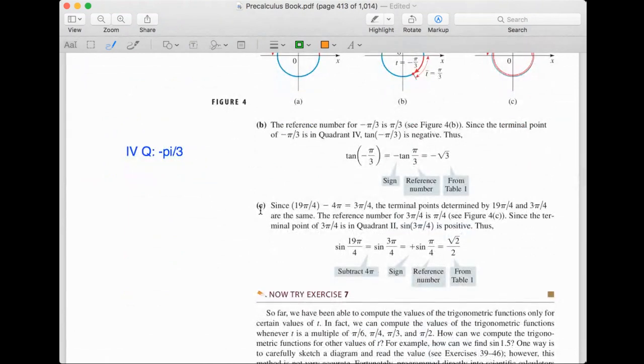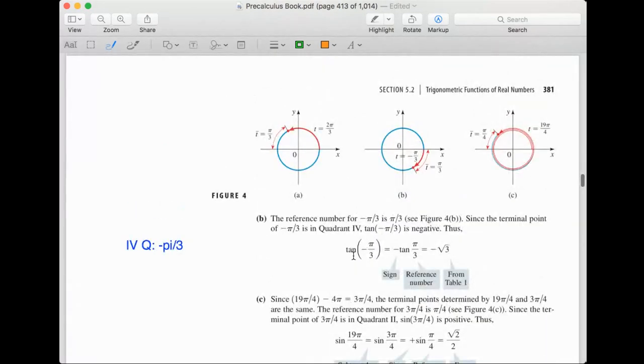Professor, do you mind showing that on the unit circle so I could better understand it? This one, negative pi over 3? Yeah, that.